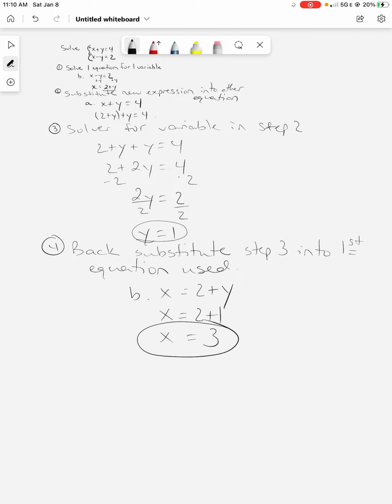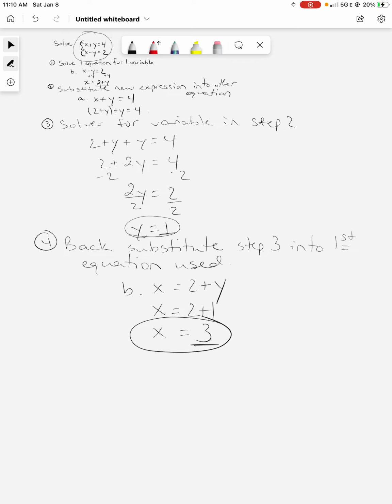Now, when you do these problems, you always want to check that you solved them correctly. What that means is you would take this 3 and this 1 and plug them back into the original equations and see that they work. If I put 3 and 1 in the first equation, I'm going to have 3 plus 1, which is 4. So it's correct. And I would have 3 minus 1, which is 2. So again, that's correct there.